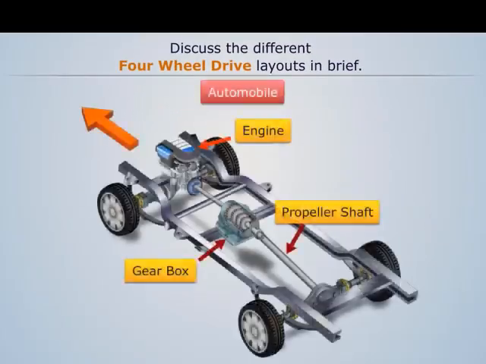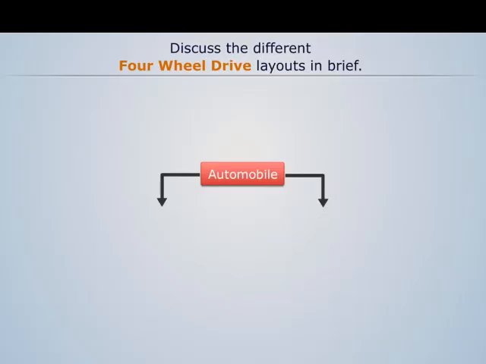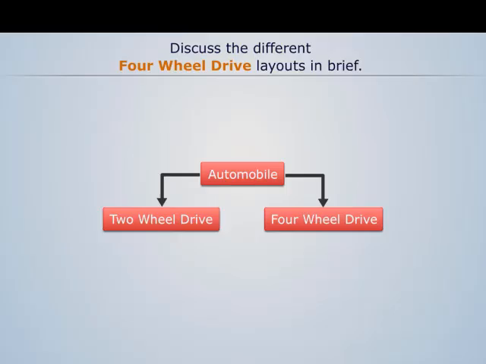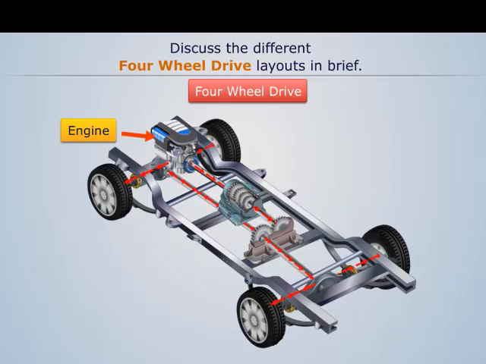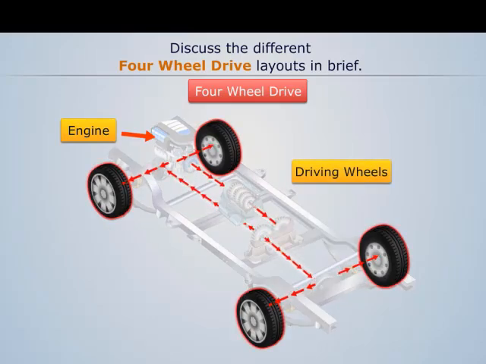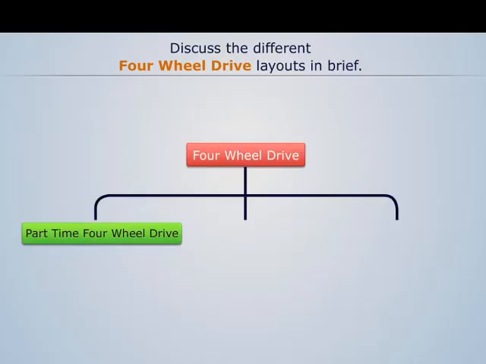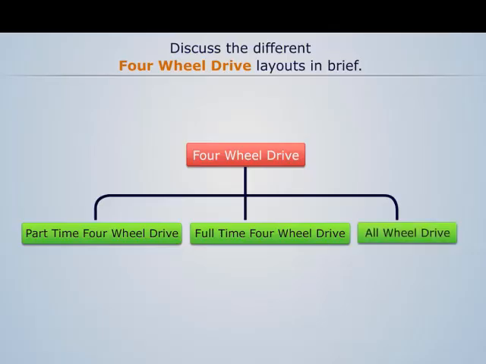We know that on the basis of engine placement and driving wheels, an automobile can be of two types: two-wheel drive and four-wheel drive. Now let's discuss four-wheel drive in detail. In four-wheel drive vehicles, the power from the engine gets transmitted to all four wheels, which act as the driving wheels. Now, four-wheel drive vehicles can be further classified as part-time four-wheel drive, full-time four-wheel drive, and all-wheel drive. Let's discuss each in brief.